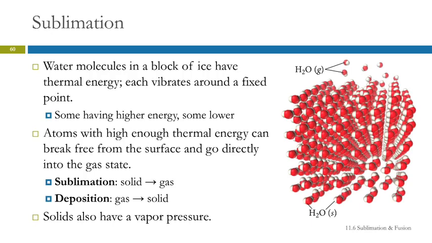Again, some have higher energy, some have lower energy. Now, the overall kinetic energy of the ice, because it's cold, is going to be lower than that of liquid water at room temperature, say. But still, some of these particles are going to have enough energy to escape, and they can go directly from the solid state into the gas state. That's called sublimation. The opposite of sublimation is deposition, which is going from the gas state directly to the solid state. So solid substances also have a vapor pressure, but it's low.